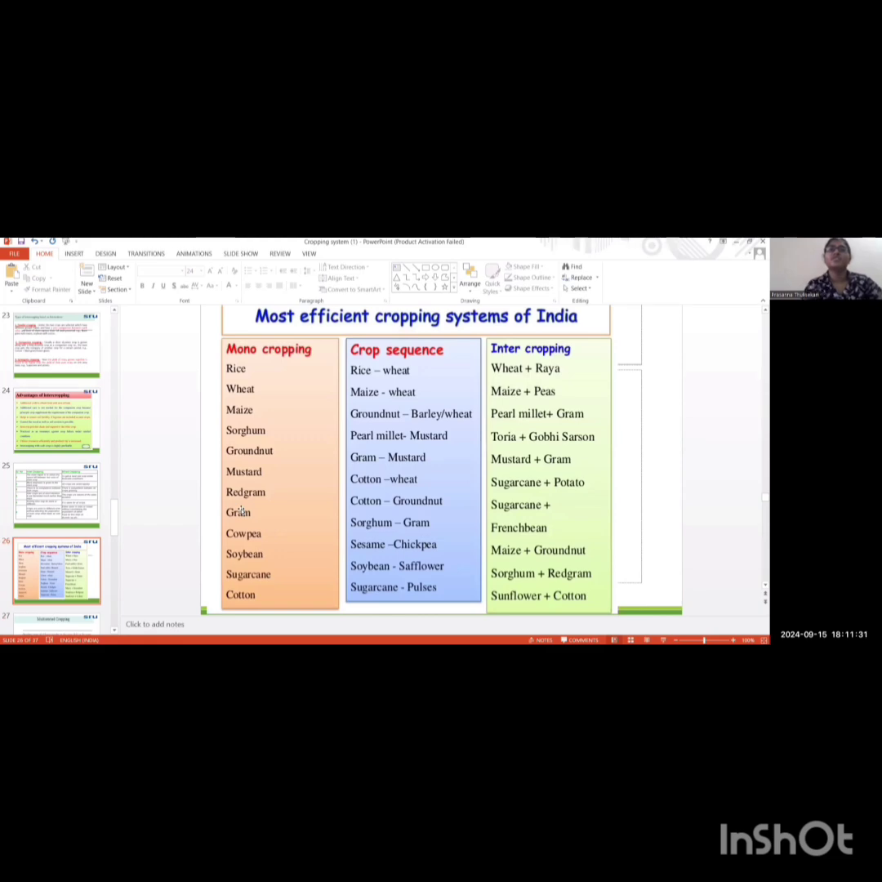Next are the most efficient cropping systems of India. In monocropping, you can choose rice, wheat, maize, sorghum, groundnut, mustard, red gram, cowpea, soybean, sugarcane, cotton. In case of crop sequence, you can choose rice wheat, maize wheat, groundnut barley, pearl millet mustard, gram mustard, cotton wheat, sorghum gram, sesame chickpea, soybean safflower, sugarcane pulses. And in case of intercropping, you can choose wheat plus raya, maize plus peas, pearl millet plus gram, toria plus gobi sarson, maize plus groundnut, sorghum plus red gram, and sunflower plus cotton.